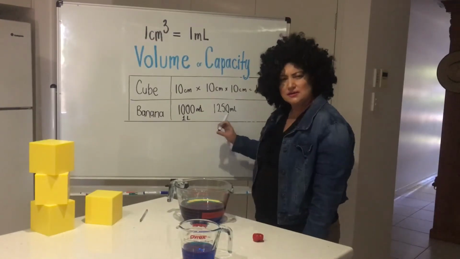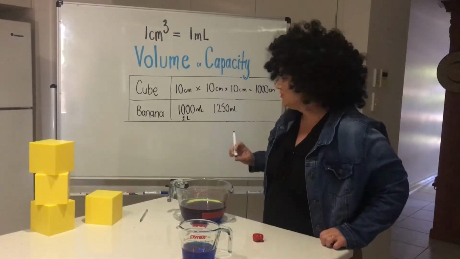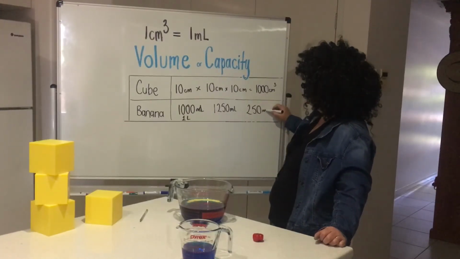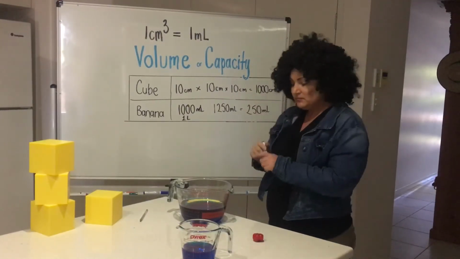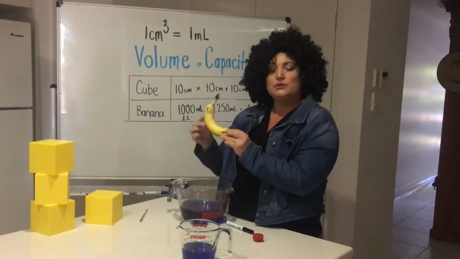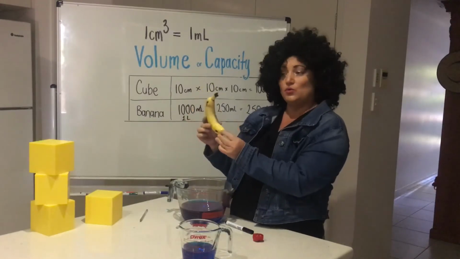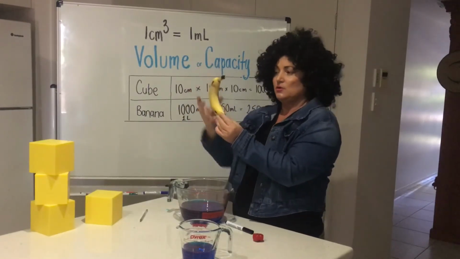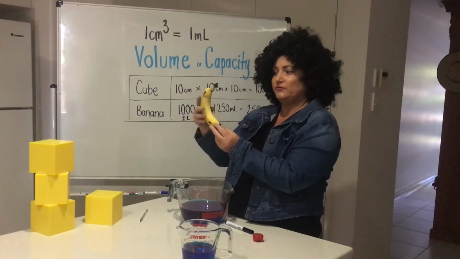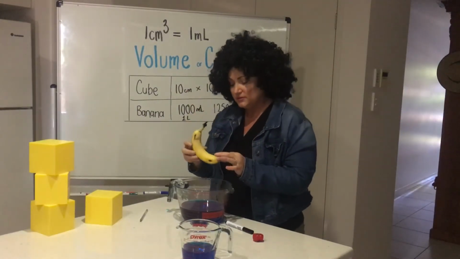Now, we need to take what we originally had away from what we ended up with. Do you know the answer? I know you do. The answer is 250 mils. Now, if it was possible, we could fill that banana with 250 millilitres of water and it would fill the skin right with no gaps and nothing overflowing, 250 mils.